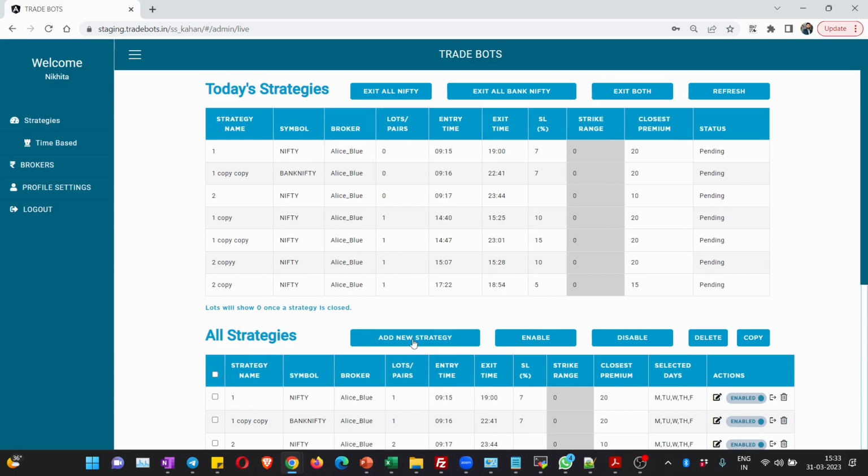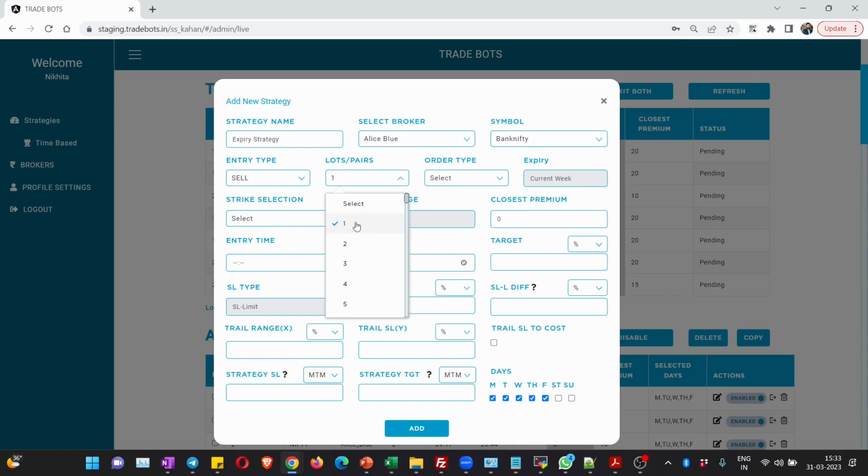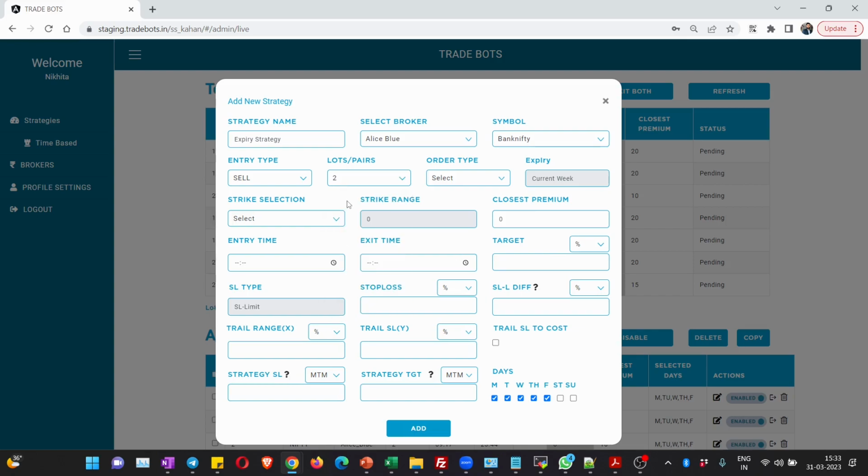Let's say you want to add a sell strategy first. Let's say this is an expiry strategy, and you first select the broker, symbol, entry type sell. Let's say the number of lots. See, in normal case for 2 lakhs, you would probably be able to sell only one lot or one short straddle, right? But since we are hedging, now your one lot should become two lots, right? Obviously, the quantity should be doubled. And then you can select NRML or MIS, whatever you want.